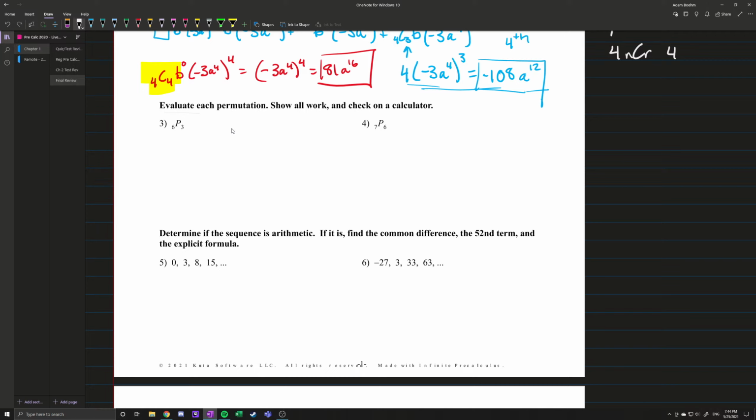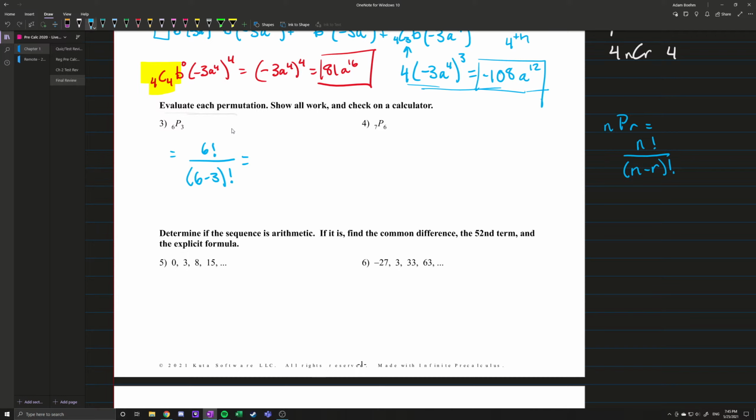Number 3, evaluate each permutation. Permutation is very similar to combination. nPr is just equal to n factorial over n minus r factorial. And then that's it. So this is going to be 6 factorial over 6 minus 3 factorial, which you can still use your calculator for. It's going to be the same kind of process as for combination. You hit math, go over to that probability menu, and then you're looking for nPr instead of nCr, and then you type it in the same way.